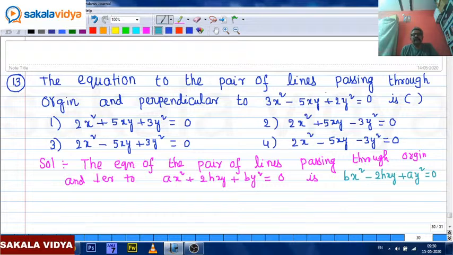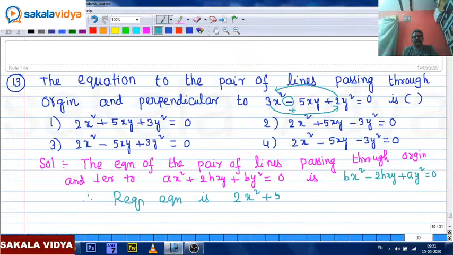That means just interchange the x square and y square coefficients, and change the sign of the xy coefficient. So the required equation is 2x square, in the place of 3 write 2, and this becomes plus 5xy plus 3y square equals 0. Yes, absolutely correct. Option 1 is the right answer.